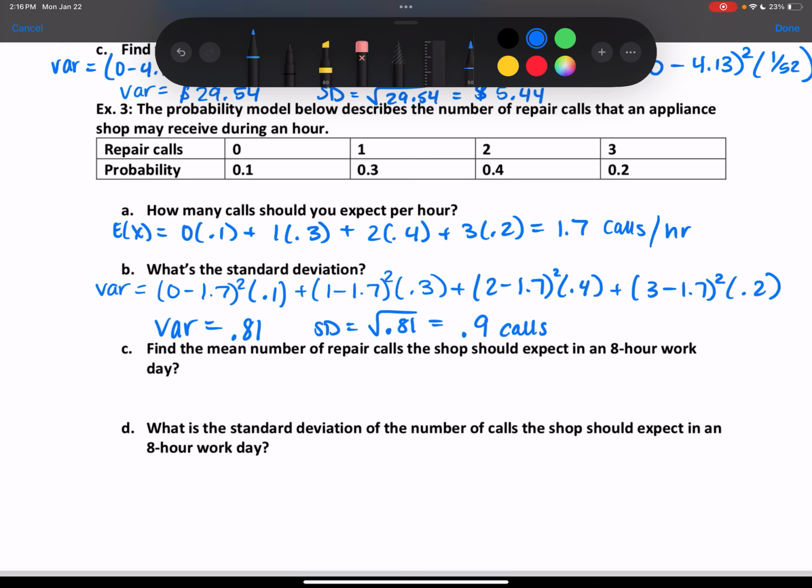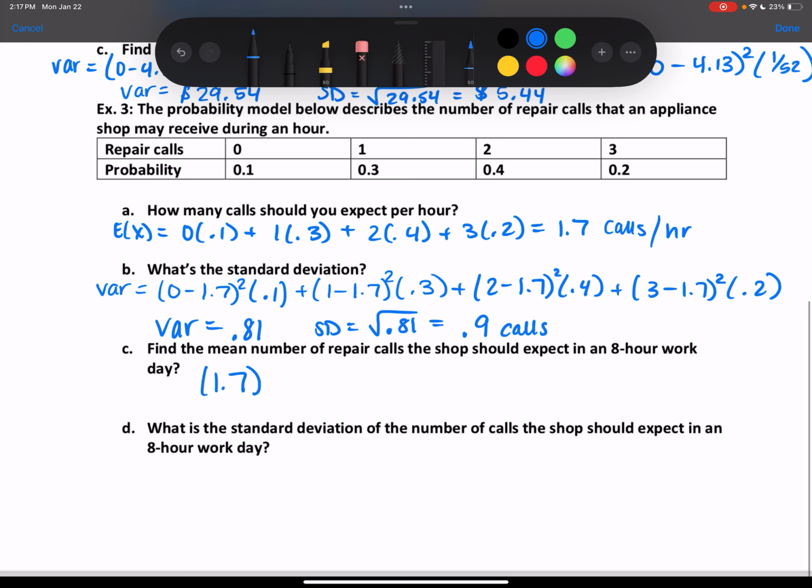Any ideas? 8 hours multiplied by... What am I multiplying by 8? Calls per hour. 0.9 calls per hour? That's the standard deviation. No, it would be the expected. Expected, yeah. So the 1.7. 1.7 times 8 is 13.6. So 13.6 calls in an 8-hour workday.